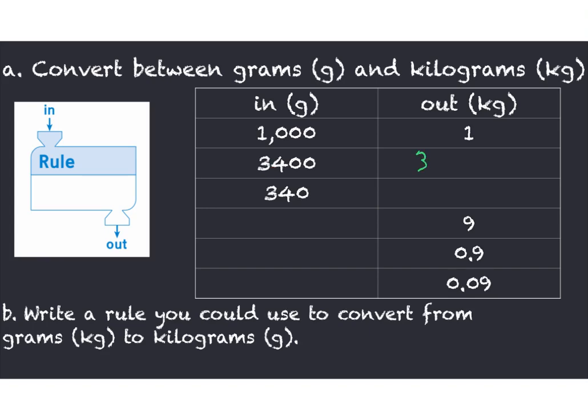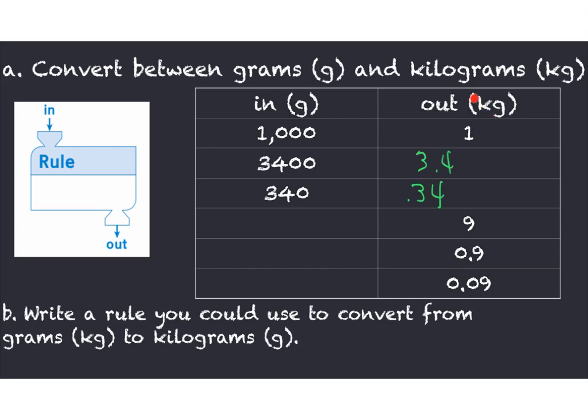So my answer is 3 4/10 kilograms. My decimal's right here, and I'm going from grams to kilograms. I'm going to divide by 1,000, so I'm going to move it 1, 2, 3 places. This is going to be my answer, 34 hundredths kilograms.